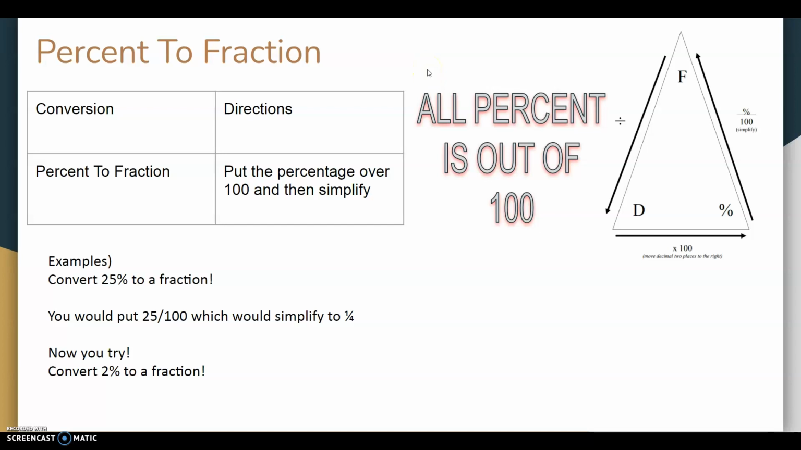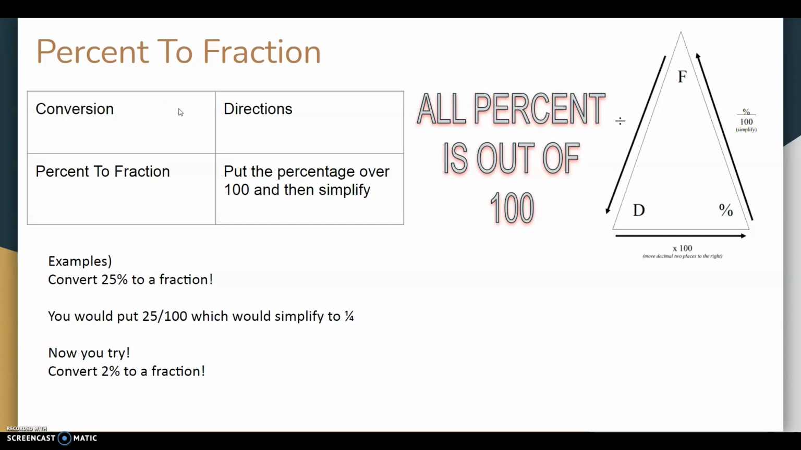Last, percent to a fraction. When we go percent to a fraction, we put the percentage over 100 and then simplify. The big thing to remember is all percent is out of 100. And as you see over here on our graphic organizer, from percent to a fraction, you have the percent over 100 and then simplify.